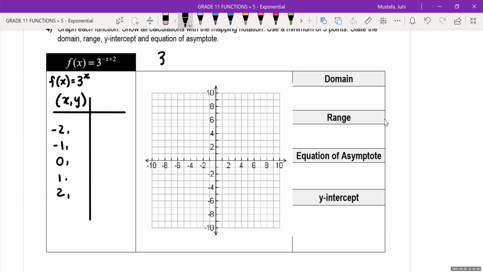So the first one is 3 to the power of -2, which is going to be 1 over 3 squared, which is going to be 1 over 9. So here we're going to have -2 comma 1 over 9. The next one is 3 to the power of -1, which is just going to be 1 over 3. So this is going to be 1 over 3. 3 to the power of 0, anything to the power of 0 will be just a 1. And then if there's not a negative exponent, it's pretty straightforward. 3 to the power of 1 is just 3, and 3 to the power of 2 is just 9.